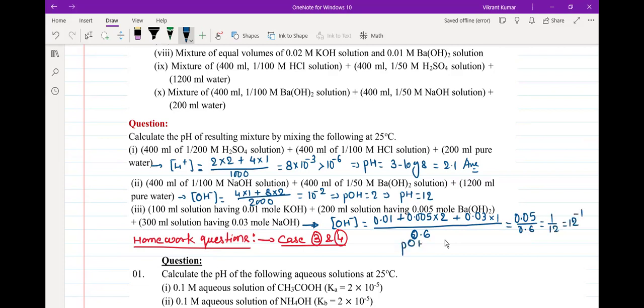So we'll write POH will become minus log of this. So this will become log 12. Log 12 is log 2 plus log 2 plus log 3 है ना. So log 2 is 0.3, 0.3, 0.48. So that will become 1.08 है ना. And that's why pH will become 14 minus this thing. So that will become 12.92. That will become the answer.